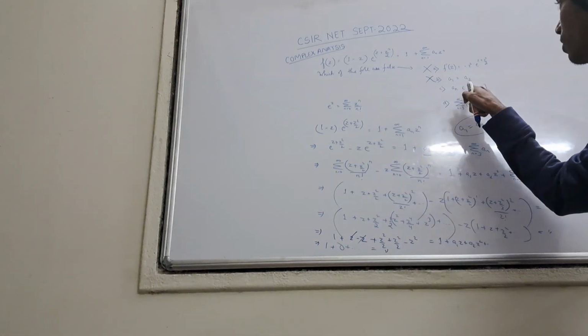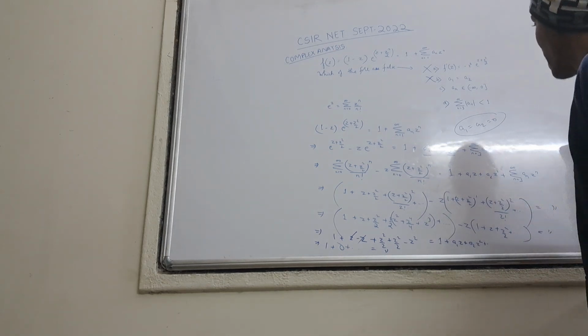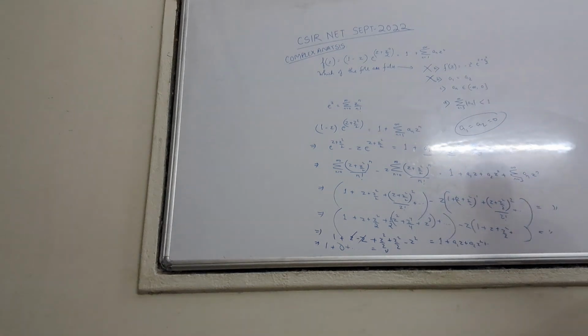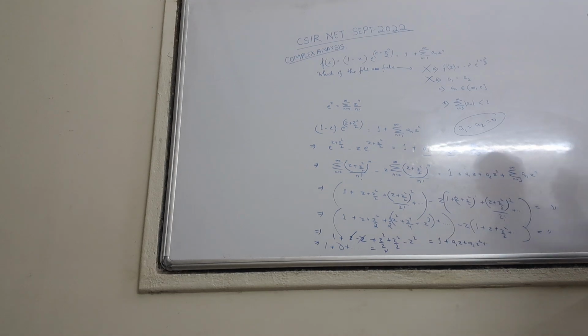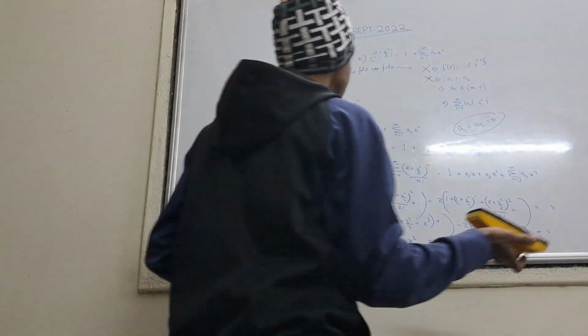The third option is an belongs to minus infinity to 0. So we will check whether an belongs to minus infinity to 0. For this we need the series expansion of this.